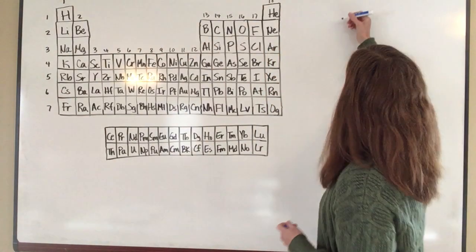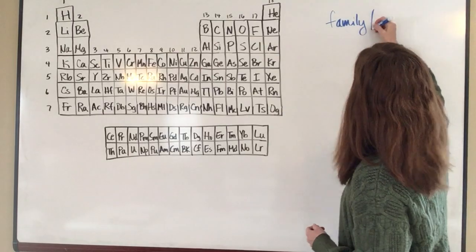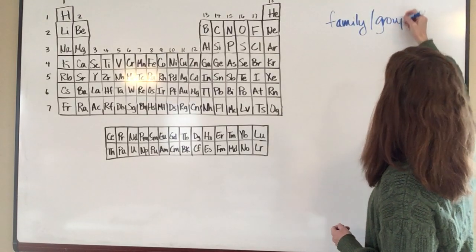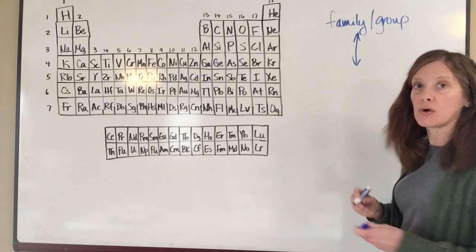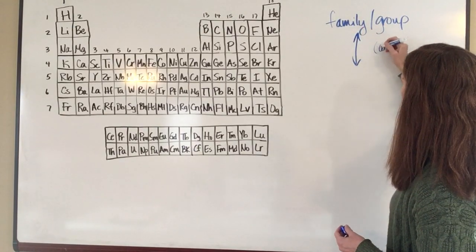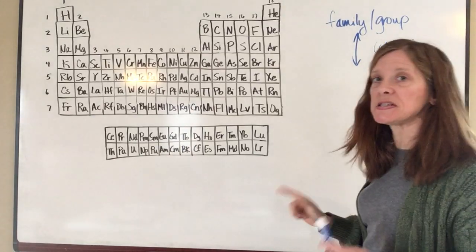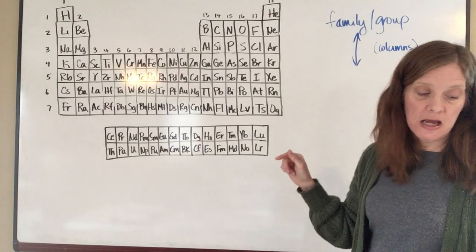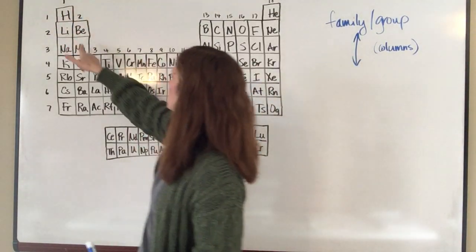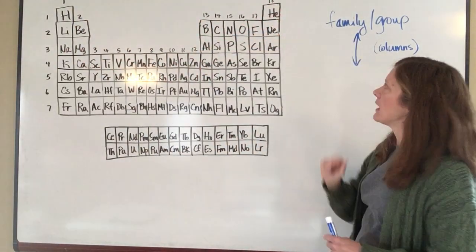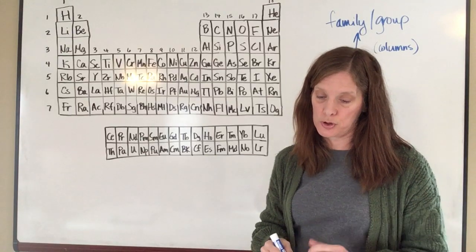So first of all, we're going to talk about a family, and sometimes you'll also hear it called a group. The families and the groups go up and down, or in the columns on the periodic table. And if you look, you can see on your periodic table, as well as on the one I have up here, that there are 18 different columns, and they're numbered up here across the top. And those 18 columns are 18 different families or 18 different groups.